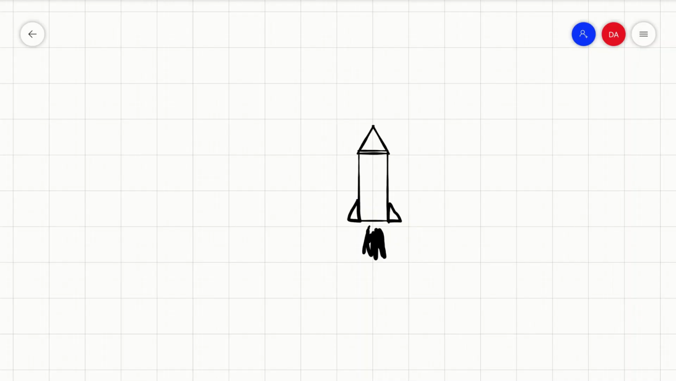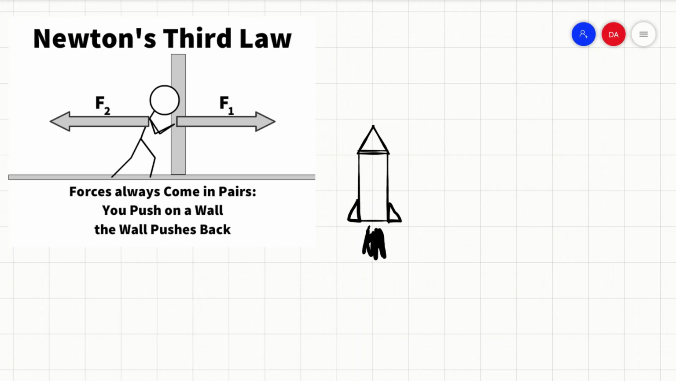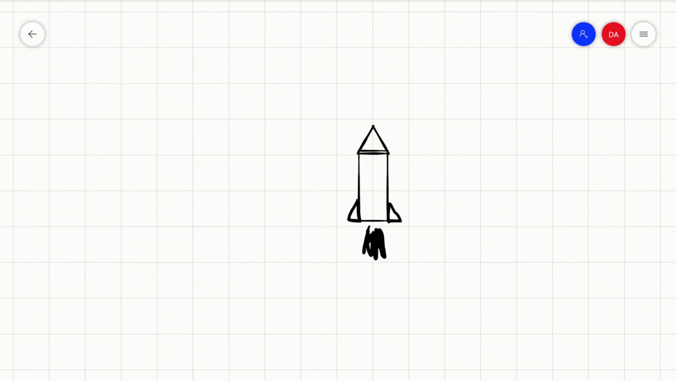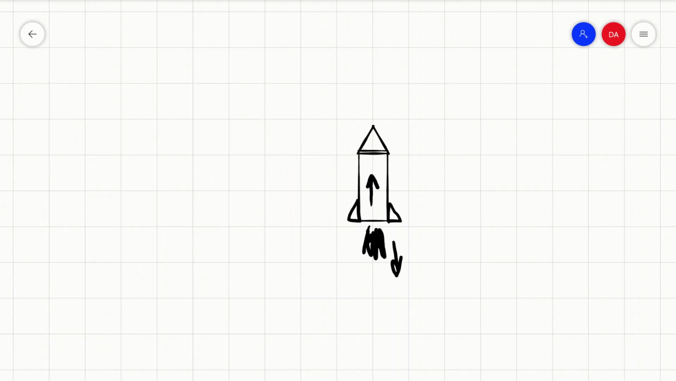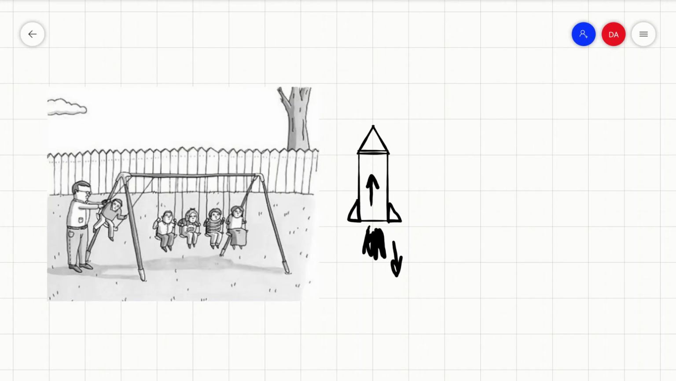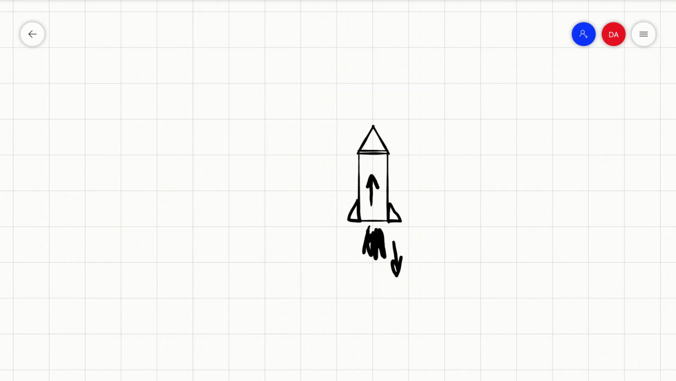According to Newton's third law, every action has an equal and opposite reaction. So all thrust is just a reaction force created from the gases being ejected out the back of the rocket. So if thrust is a force, we can define it, according to Newton's second law, as the change in momentum over time. Momentum is mass times velocity.